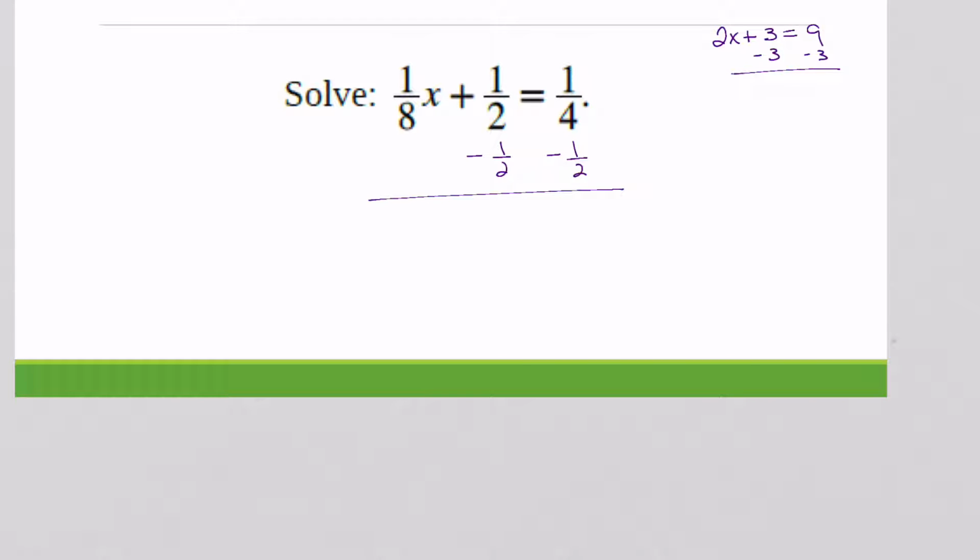Okay, this right here creates 0, so that would go away. You're left with 1/8 x is equal to, now you would need a common denominator, so 1/4 minus 1/2 is the same thing as 1/4 minus 2/4, which is a negative 1/4.